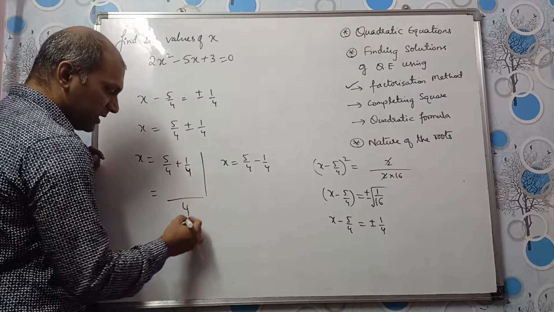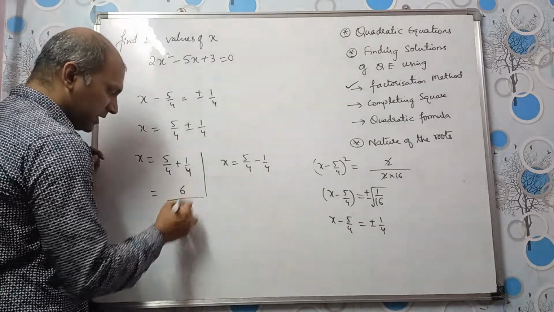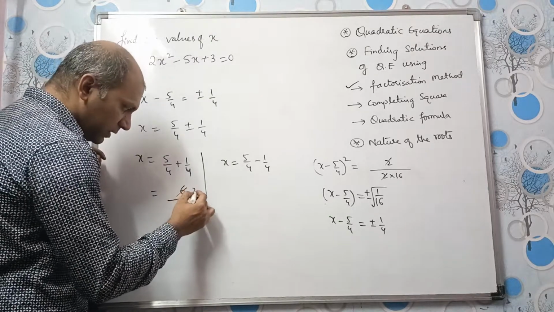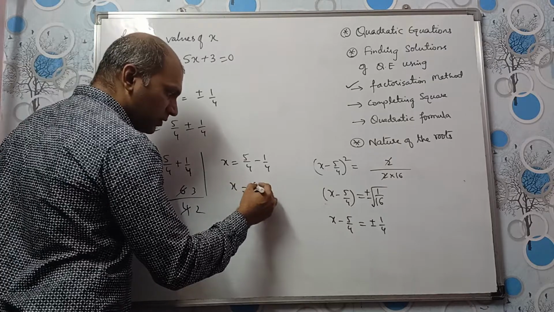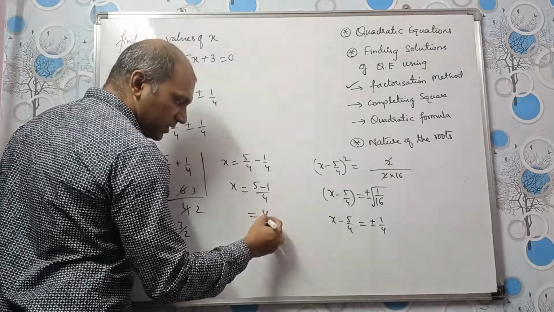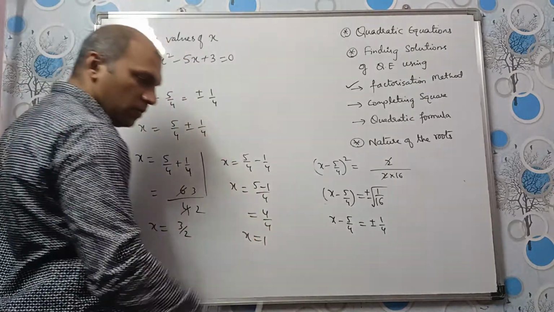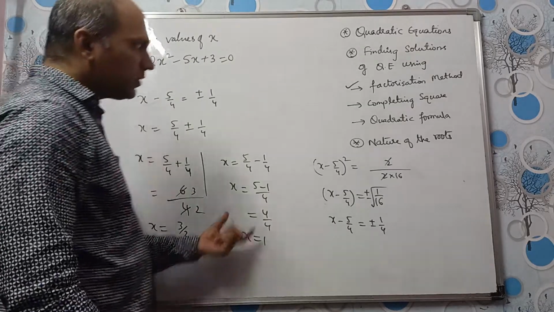So denominators are same, so write it 1 time. 5 plus 1 is how much? 6. So what is 6 by 4? It is 3 by 2. And here x is equal to 5 minus 1 by 4. 5 minus 1 is 4. 4 by 4 is equal to 1. Okay, so that's what we got, right?